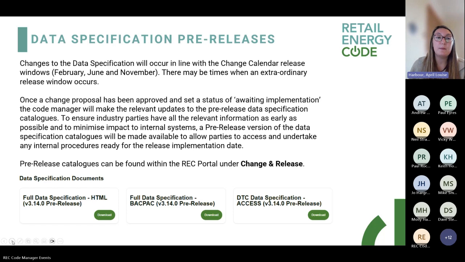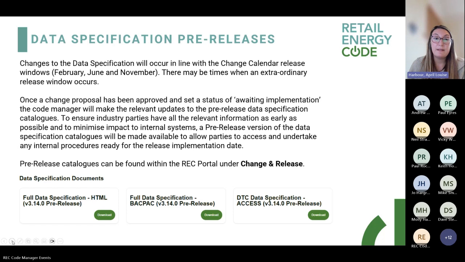Once a change proposal has been approved by the relevant committee or code body and set to a status of awaiting implementation, it generally will fall into the next appropriate release window. In some cases, it waits because it's waiting for other programs of work to be completed. Market half-hourly settlement is a good example of that. But the code manager will make any updates to the REC data specification in pre-release catalogues. This is done to ensure that parties have all of the relevant information as early as possible and to minimise impact to internal systems.